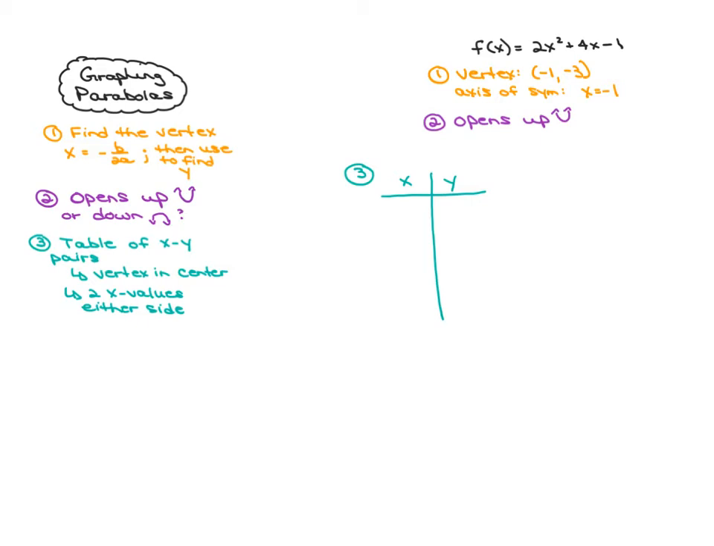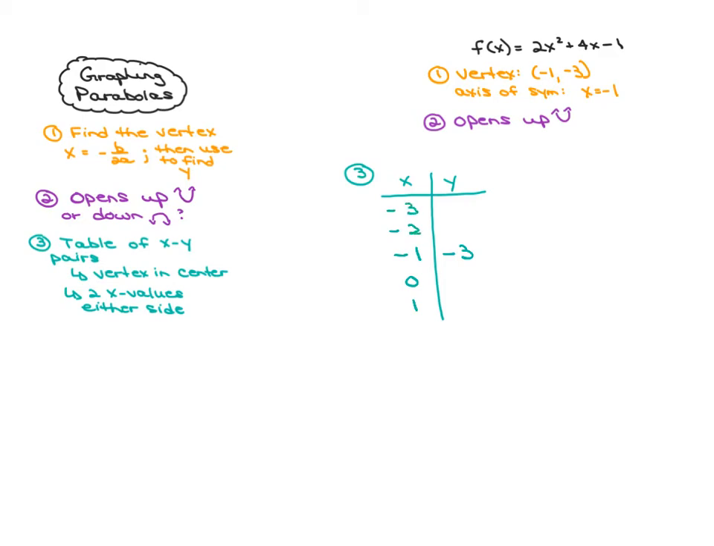The next step is going to be to create a table of xy pairs. And these xy pairs are going to be points that we're going to be able to plot when we actually graph the parabola. Now, a good strategy to do this is we're going to use symmetry and patterns to make this as easy as possible. I'm going to start by putting the vertex, that's a point we already know, in the center of the table. And then I'm going to have two x values on either side of that vertex. So I'm also going to include 0 and 1. And going in the other direction from negative 1, I'll include negative 2 and negative 3.